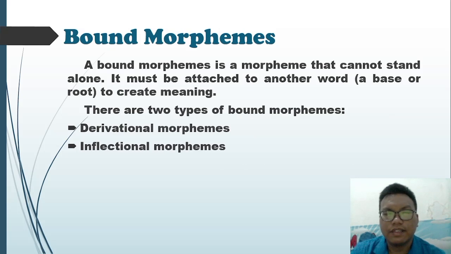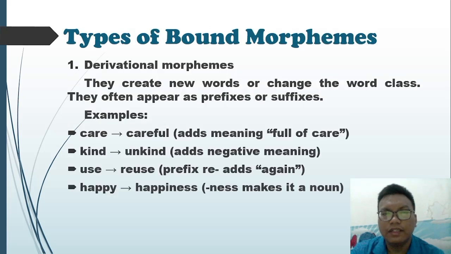Bound morphemes. A bound morpheme is a morpheme that cannot stand alone. It must be attached to another word, a base or root, to create meaning. There are two types of bound morphemes: first, derivational morphemes, and second, inflectional morphemes. Derivational morphemes create new words or change the word class. They often appear as a prefix or suffix.